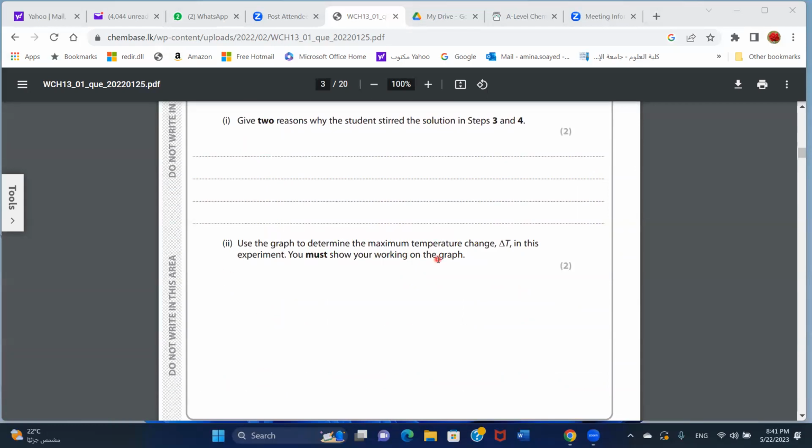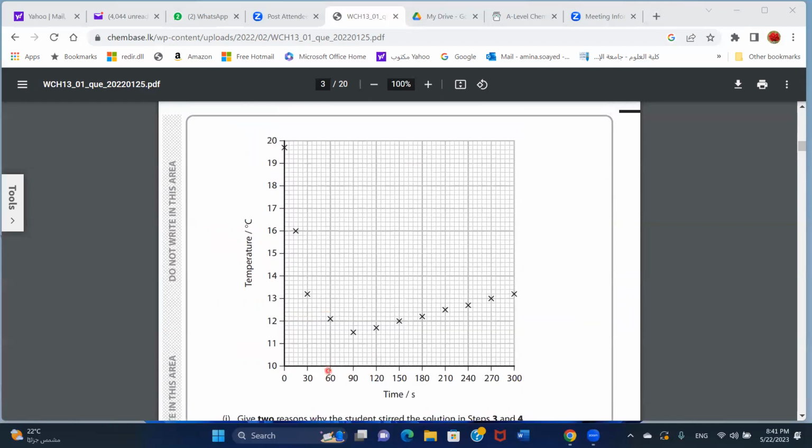Okay, Mavi 2. Use the graph to determine the maximum temperature change delta T in this experiment. You must show your working on the graph. Since here they started measuring the temperature immediately from 0, they didn't initially measure the temperature before. There's going to be a straight line from the first point going down to the point before they added the solid. We have to extend it to here, isn't it?